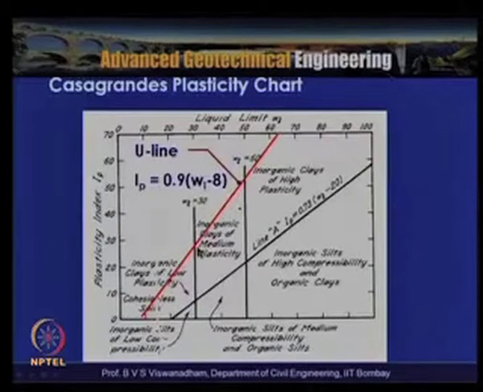Any data falling in this region means that the test data has to be repeated, and this is the upper bound line that is plotted. The equation for the U line is indicated as IP is equal to 0.9 into WL minus 8. Mostly all the soils on or above the A line are classified as inorganic, and below are all organic. You can see that some inorganic silts and low plasticity silts are placed here.